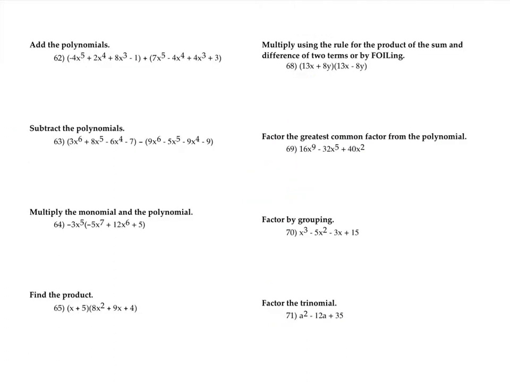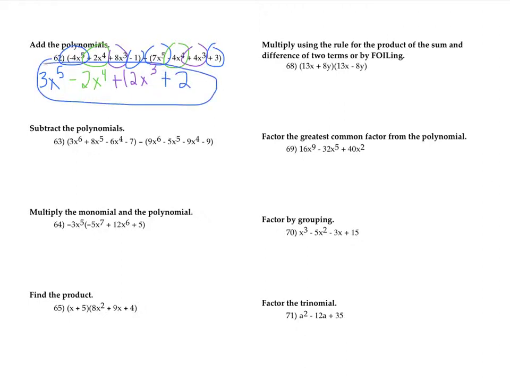Add those polynomials together. So what we do is we just add like terms. So -4 plus 7x to the 5th is 3x to the 5th. 2x to the 4th plus a -4x to the 4th is -2x to the 4th. 8x cubed plus 4x cubed is 12x cubed. -1 plus 3 is a +2. So this is our answer right here.